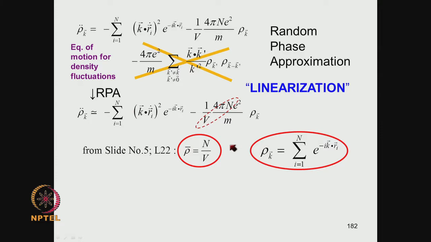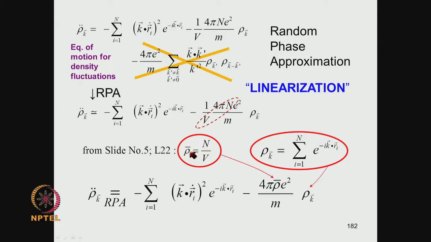So, there are two rhos which are going to be used. One is rho bar, which is n over v, and the other is rho k, which is this Fourier component of the charge density. So, it is in anticipation of this that I had used the symbol rho bar over here. So, now your RPA equation is a sum of these two terms, in which n over v has been written as rho bar. So, let us take this to the top of the next slide, and we still have to worry about the first term.